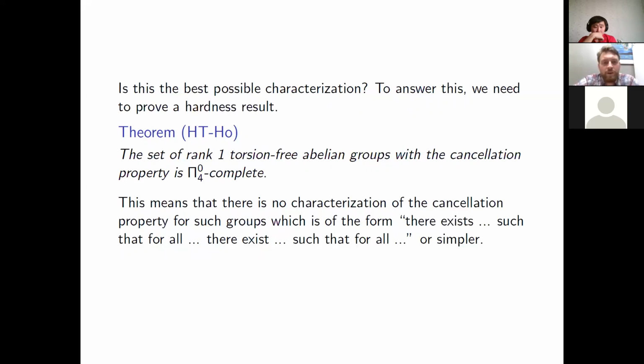So the point is basically you've got this characterization, and we showed it's the best possible characterization. There's no way of simplifying it. You're done, in some sense.